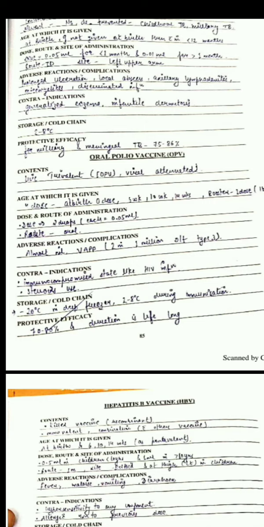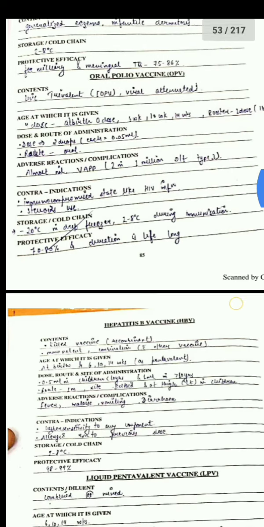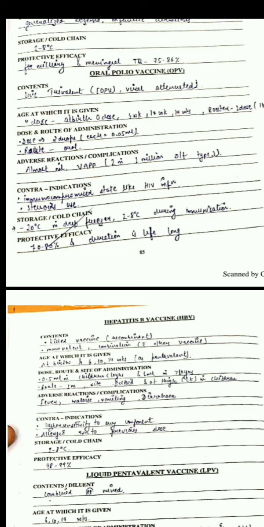Age: first dose is given at birth, then 3 more doses, so at birth, 6 weeks, 10 weeks and 14 weeks, and then booster. Dose is 2 drops each 0.05 ml and route is oral. Adverse reactions are almost nil. Vaccine associated paralytic polio is seen in 2 in 1 million, due to type 3. Contraindication are immunocompromised states like HIV infection and steroid use.